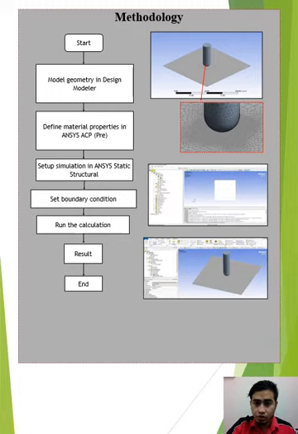Fixed support was applied at the side of the output panels to prevent all degrees of freedom from moving. After that, we run the calculation and obtain the result.